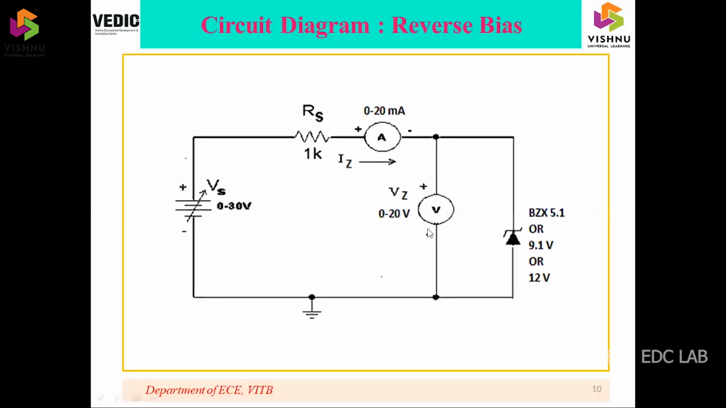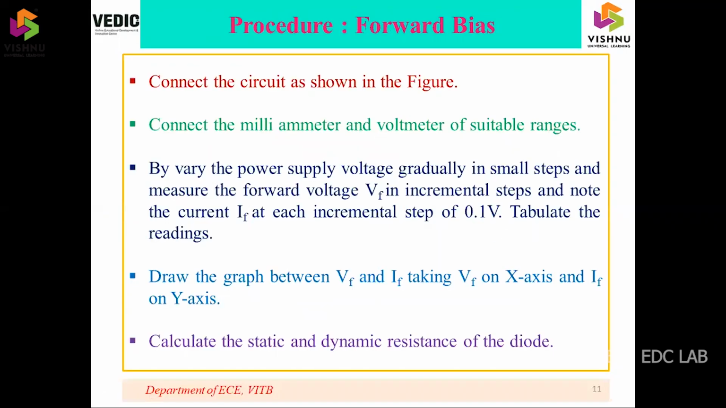And here a 0 to 20 volt meter is used, since the voltage across the Zener diode is higher compared to forward biased. And coming to the procedure in forward biased, connect the circuit diagram on the breadboard as per the circuit diagram given.